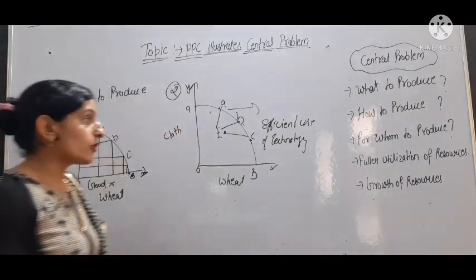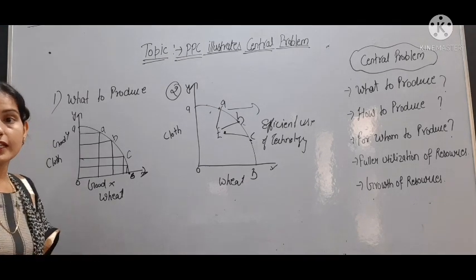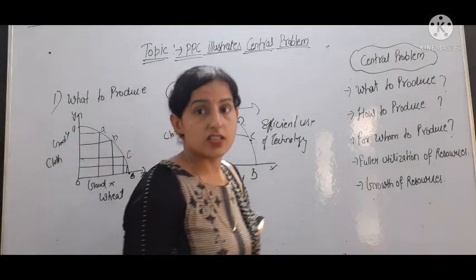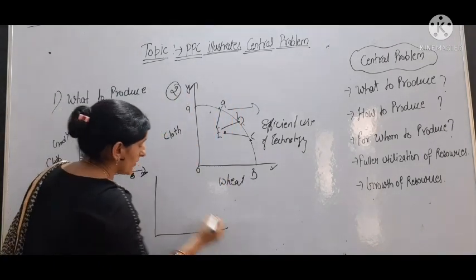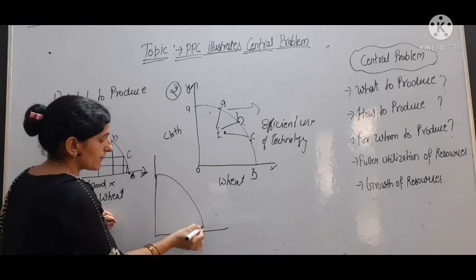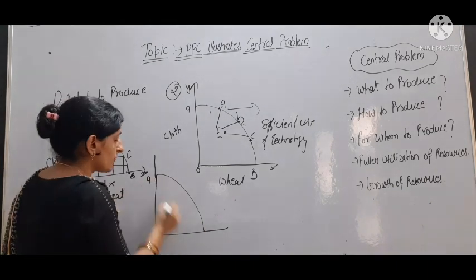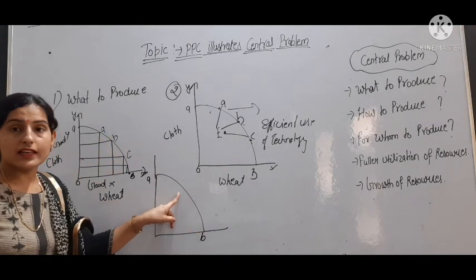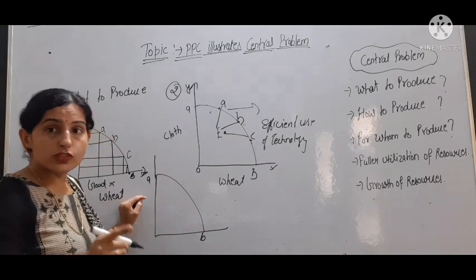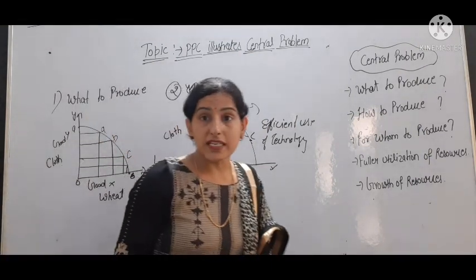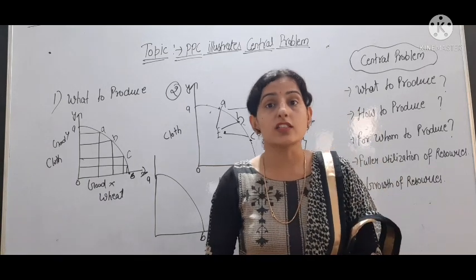Then the third, for whom to produce. As we know, there are two sections in society, the poor section and the rich section. So for whom to produce the goods is also a central problem. This is our PPC. If a government produces more goods for the poor section, this is our AB, and if the government produces goods for the richer section, it means there is more profit. More profit means more investment in the economy.